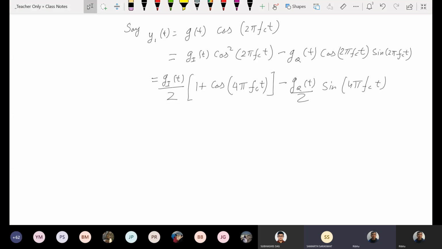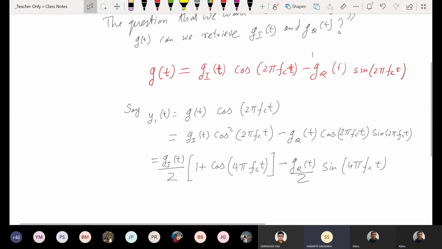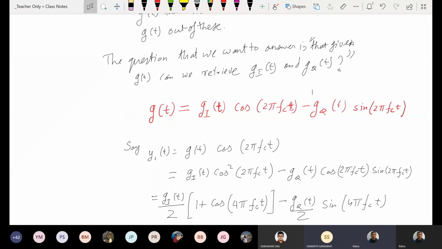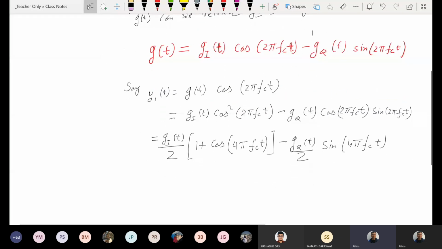Yes, Samarth. In that g(t) expression, the original expression, we can put 2t, so put t equal to 2t. That can help. So how will that help? Okay, sorry, sir. I thought it would help by making it cos 4 pi fc t. No, no, that's something totally different. Shubhashish, at least for now, Sarit, tell me.